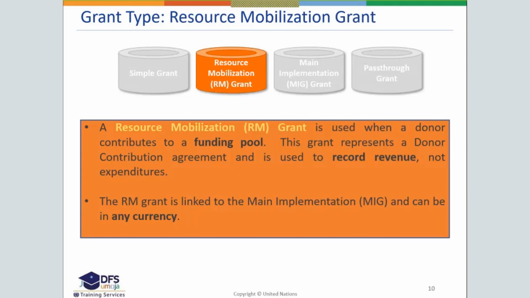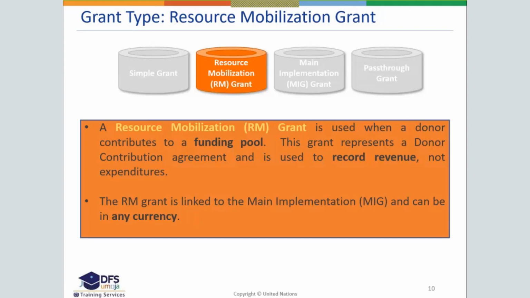Resource mobilization grant. This grant is used when a donor contributes to a funding pool. So if we have a funding pool, we will have 1 RM grant per donor. If we have 5 donors, we will have 5 RM grants. And these grants can record only revenues. They are used to record revenue.